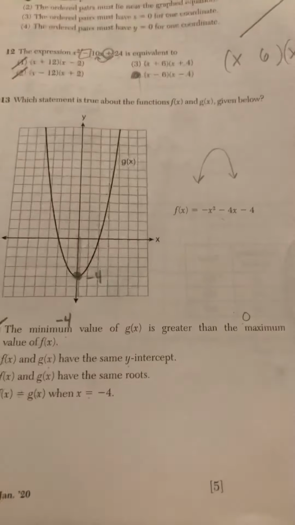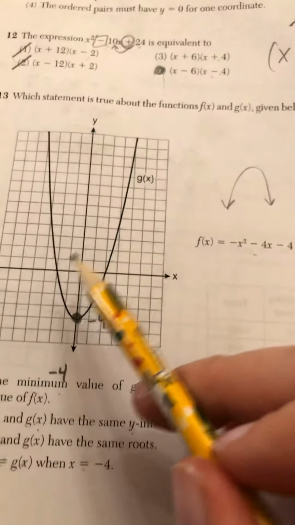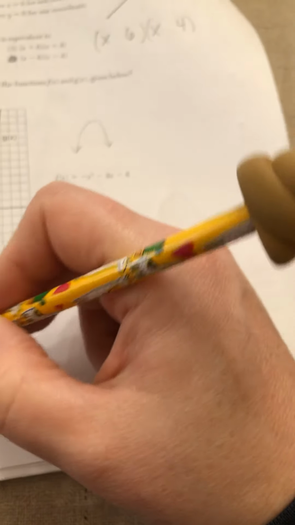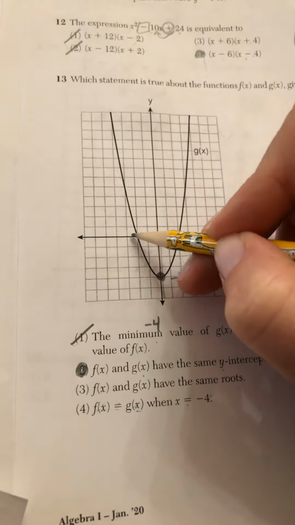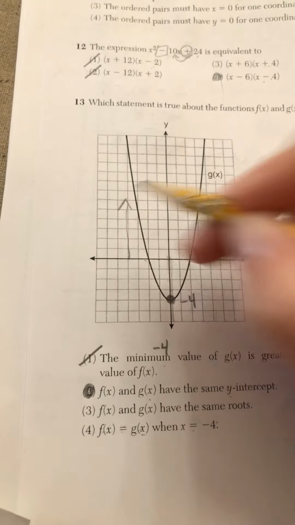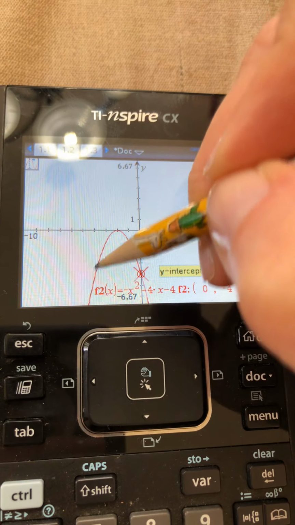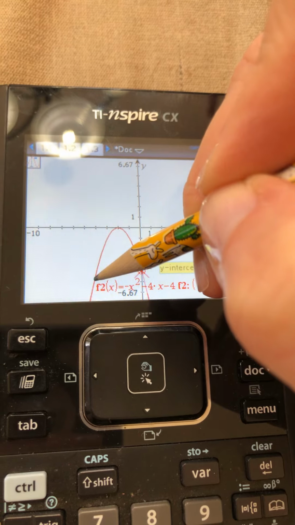There's your answer. They don't have the same roots. This hits at -2 and +2. This only hits at -2. And they say that the graphs are the same at -4. Well, -1, 2, 3, 4. This graph is way up here. And at -1, 2, 3, 4, this graph is way down there. So they're not going to be the same.